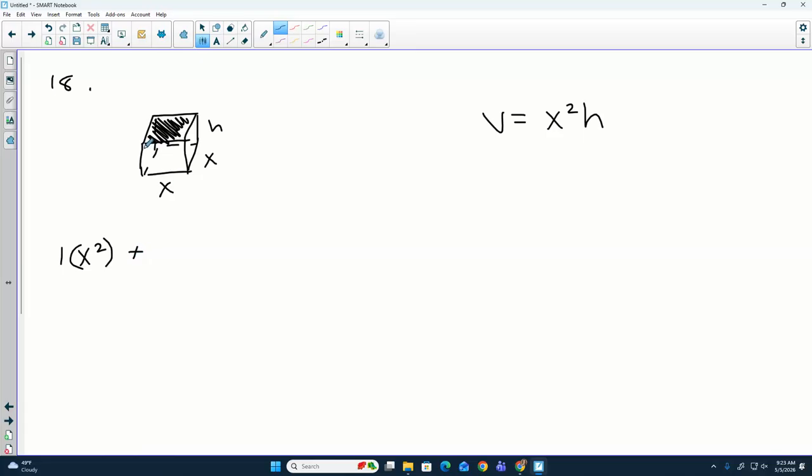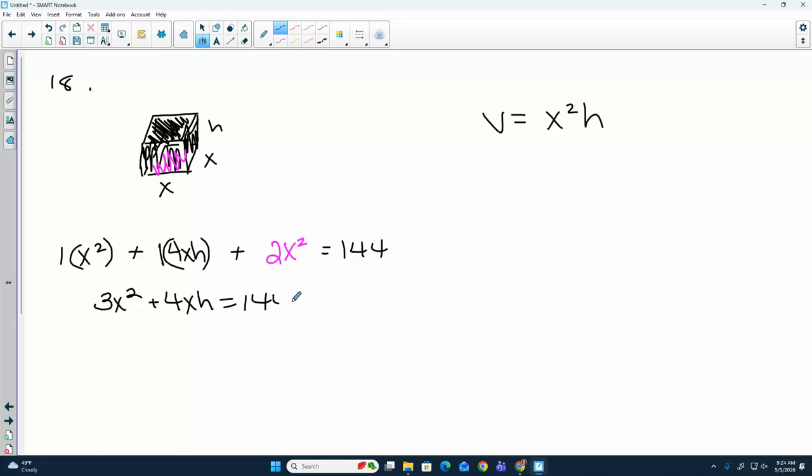Okay, then if you go through the sides, this side is xh, this side is xh, this side is xh, this side is xh. So we have 4 of those. And how much do we pay for the sides? $1. And then we have the bottom. The area of the bottom, length times width, is x squared. That one costs us $2. And that is equal to our total cost of $144. So that means 3x squared plus 4xh equals $144.